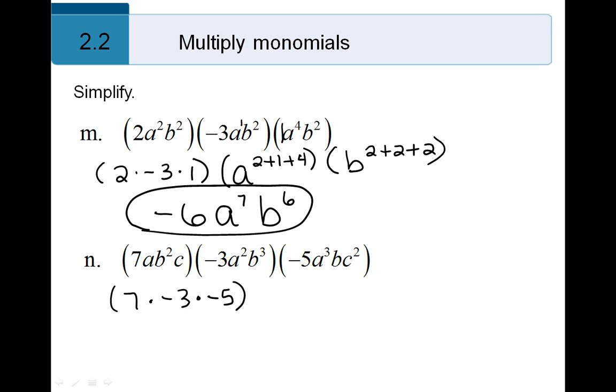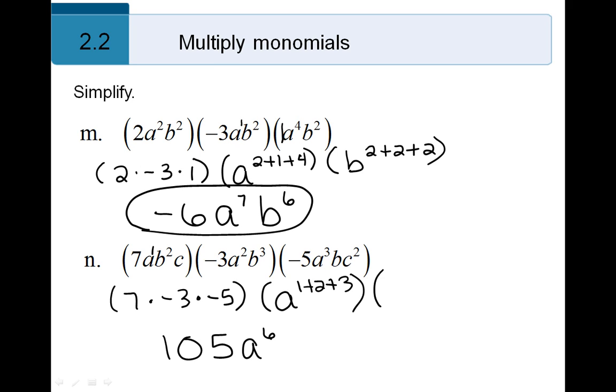Which is equal to 105, and it's positive. And then we're looking at our a's. We have a times a squared times a cubed, so that's a to the 1 plus 2 plus 3, which is equal to a to the sixth.